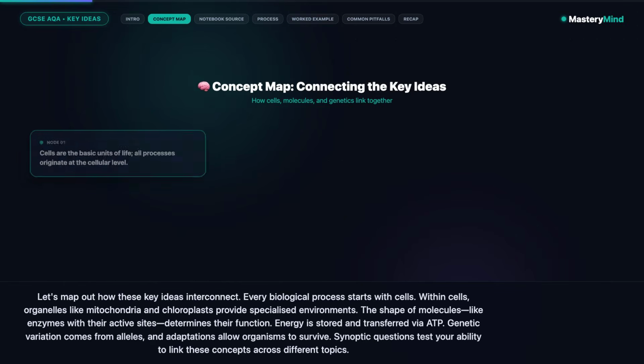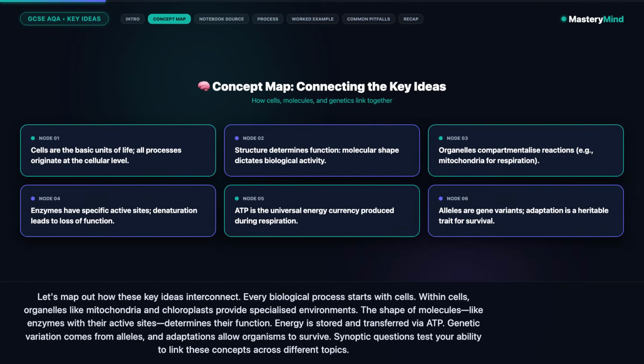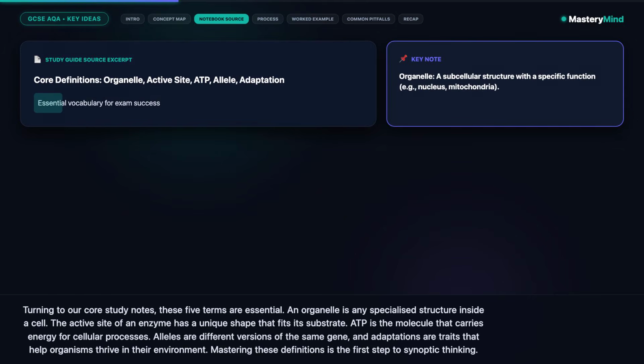Let's map out how these key ideas interconnect. Every biological process starts with cells. Within cells, organelles like mitochondria and chloroplasts provide specialized environments. The shape of molecules, like enzymes with their active sites, determines their function. Energy is stored and transferred via ATP. Genetic variation comes from alleles, and adaptations allow organisms to survive. Synoptic questions test your ability to link these concepts across different topics.